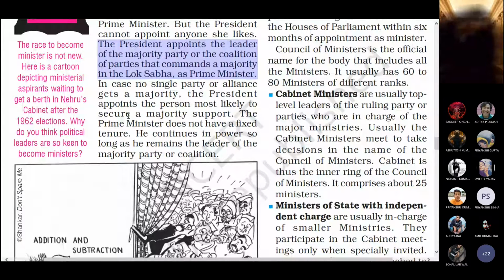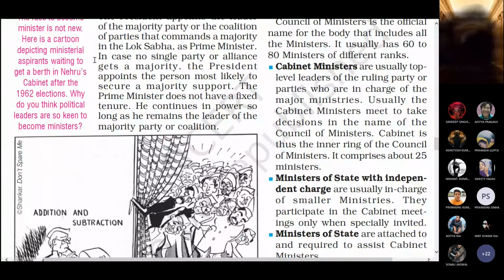So remember always this, कौन प्राइम मिनिस्टर होता है? The leader of the majority party or the coalition of parties that commands a majority in the Lok Sabha is appointed as the Prime Minister by the President. In case no single party or alliance gets a majority, which never happened in India, the president appoints the person most likely to secure a majority support.